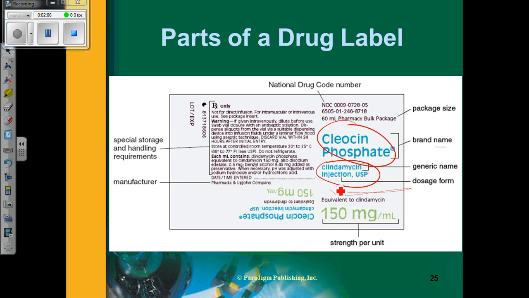But just to let you know, if you notice here, brand names are usually capitalized, while the generic name usually starts with a lowercase letter. So that's kind of a hint. Its strength, of course, is 150 milligrams per milliliter. The manufacturer is Pharmacia and Upjohn Company. Special storage and handling requirements are listed here. It's going to be stored at a controlled room temperature of 20 to 25 degrees Celsius.